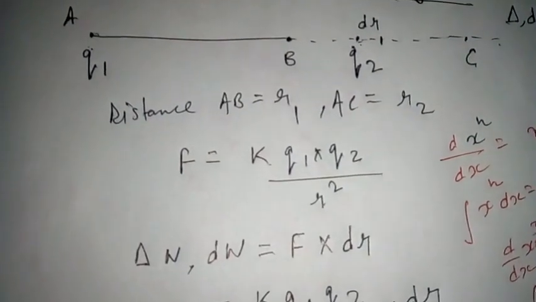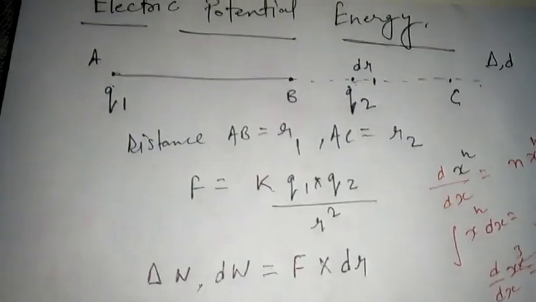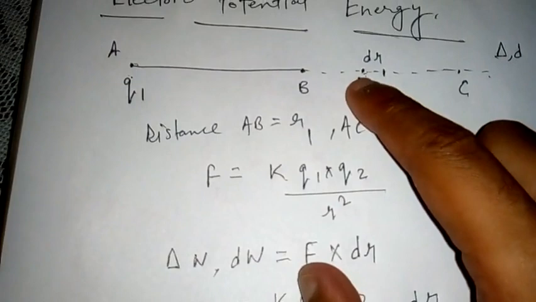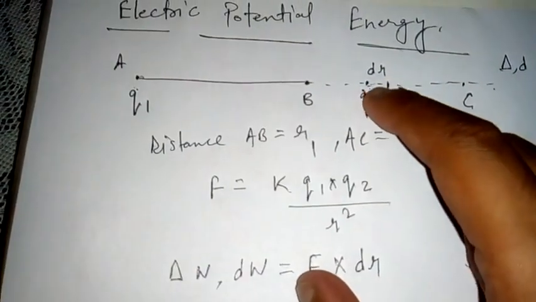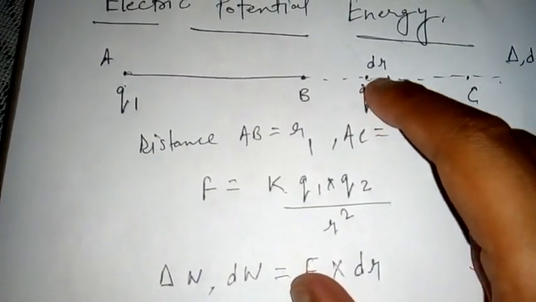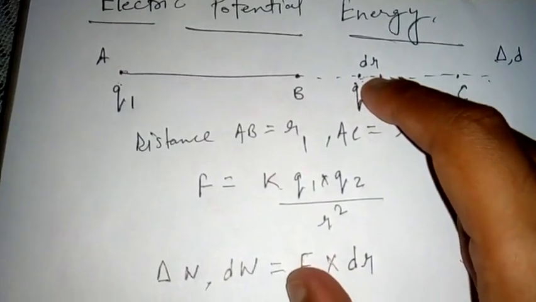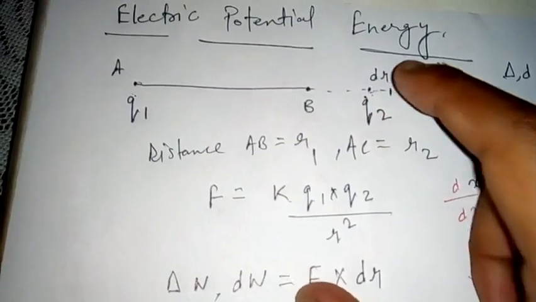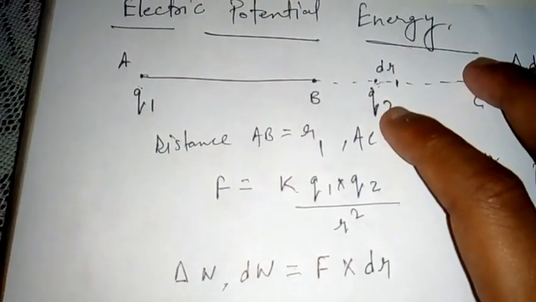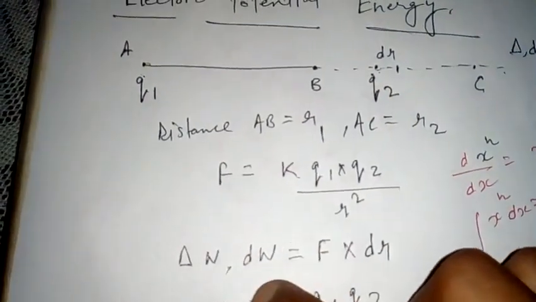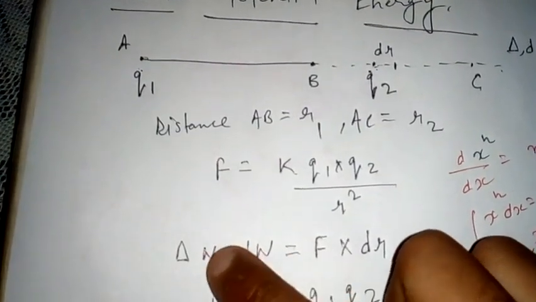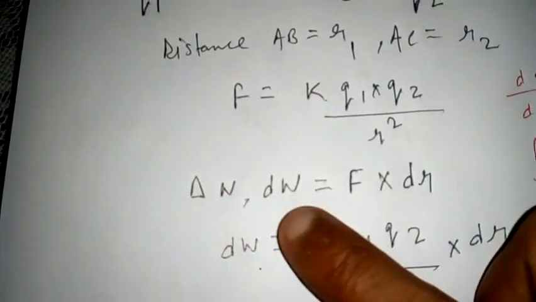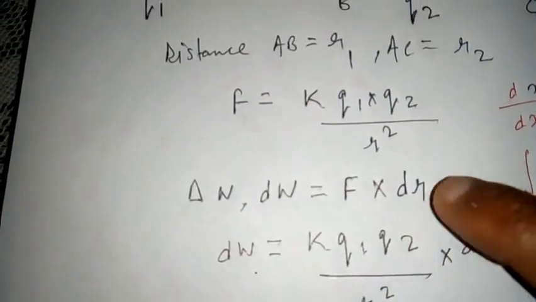Now if this charge Q2 moves a little distance dr, that means a little work is being done. Work done is equal to force into displacement, or distance.